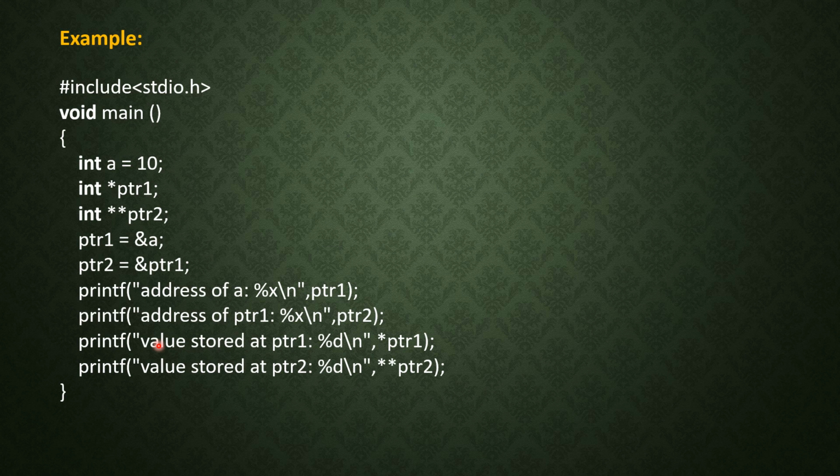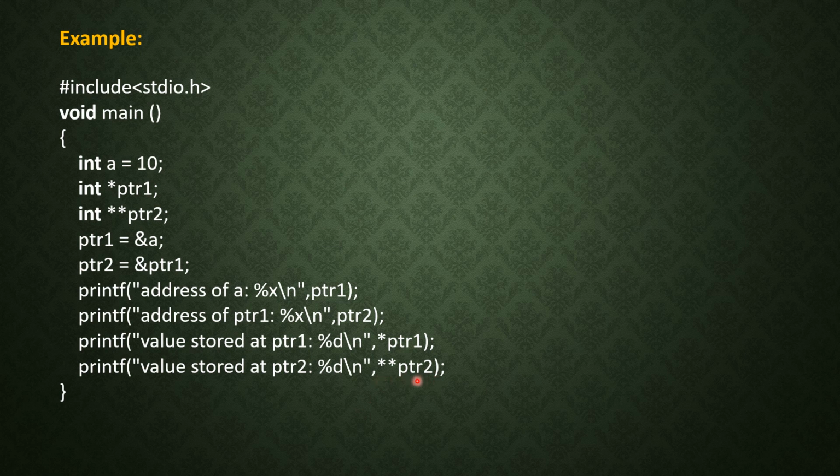Next, the value stored at pointer 1. In pointer 1 we have the address of a variable. What is the value stored in that variable? You can print it by using an asterisk symbol and the pointer variable. So star PTR1 gives the value 10. And next we have the value stored at PTR2. That means by using pointer 2, how are you going to access the value 10? That is star star PTR2.